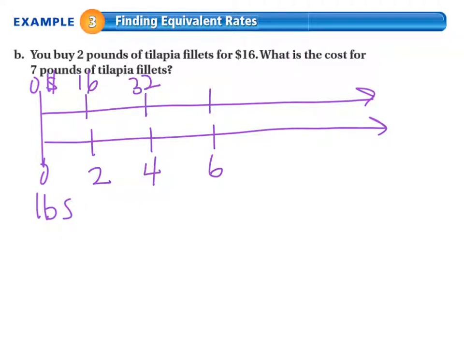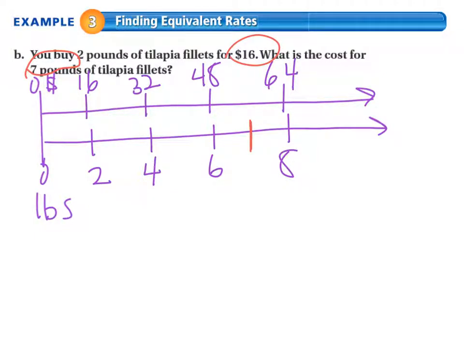and then I go up here, it would be 48 and 6. And if I do that again, 64 and 8. But what am I looking for? I'm looking for 7 pounds of tilapia fillets. Well, 7 is right here. That's halfway between 6 and 8.